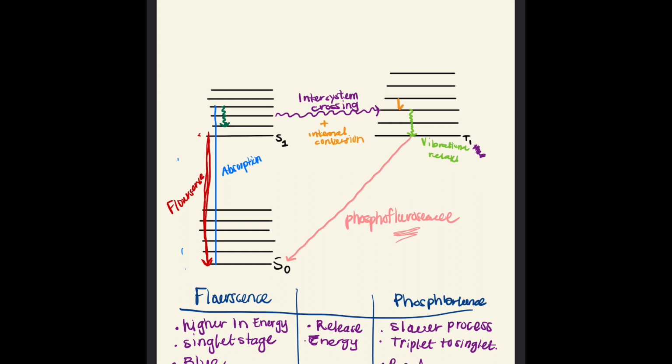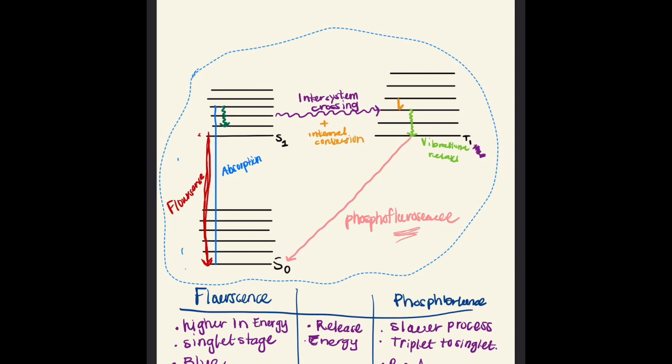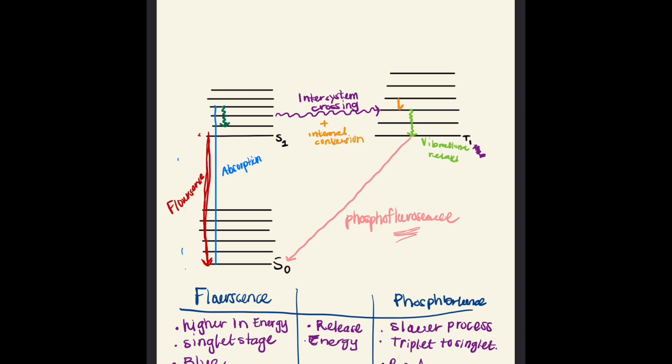For starters, fluorescence is higher in energy than phosphorescence. The reason being, the photon drops a longer distance than that of phosphorescence. This is also why phosphorescence is a slower process, and the light takes a little longer to dissipate. Next, fluorescence only happens in singlet states. It will never happen from a triplet state. But they both release energy.